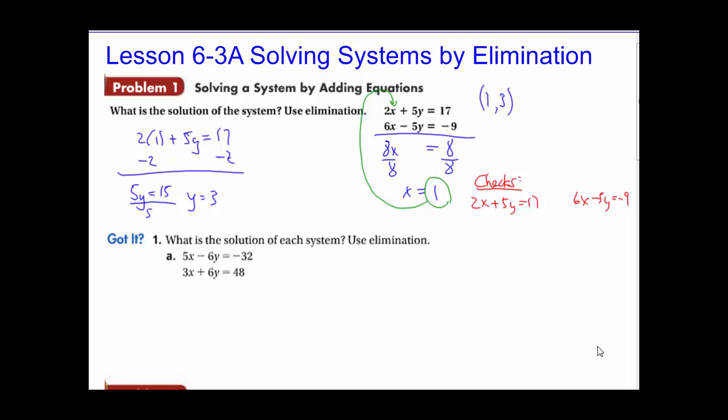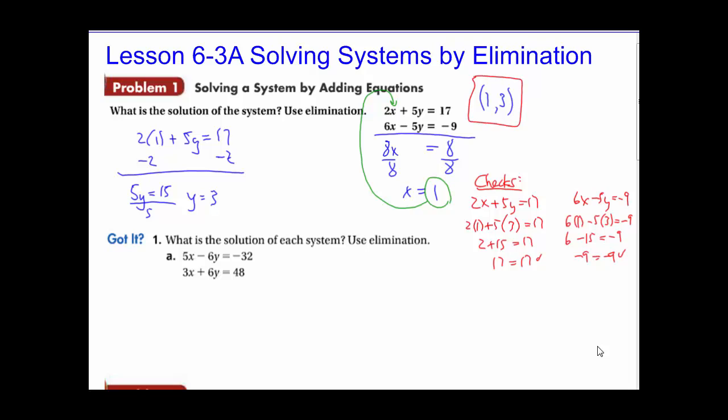We'll input 1, so 2 times 1 plus 5 times 3 should equal 17. 2 plus 15 should equal 17, and we get 17 equal to 17. So that checks out. Now we do the same thing over here. 6 times 1 minus 5 times 3 should equal negative 9. 6 minus 15 is negative 9. So negative 9 equals negative 9. So our solution is 1, 3.